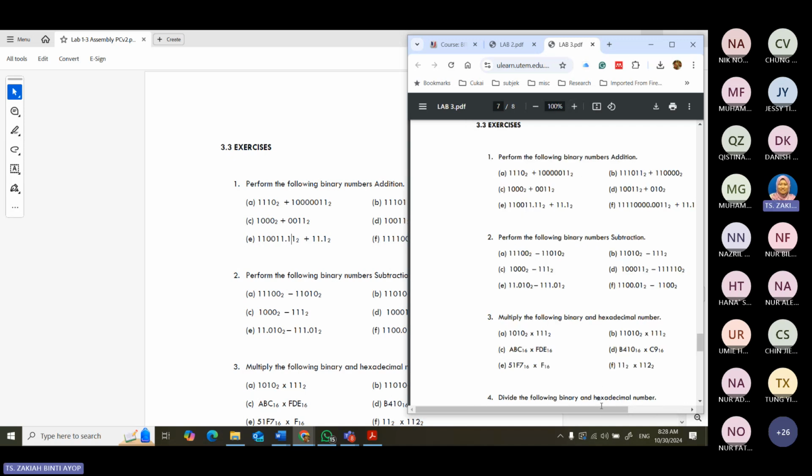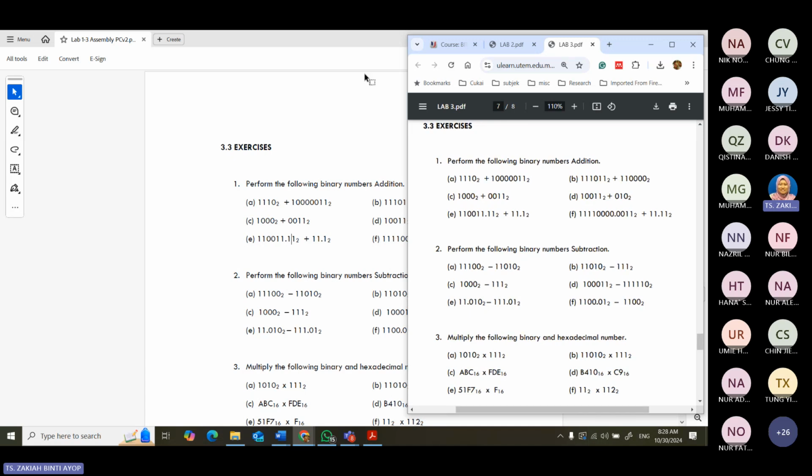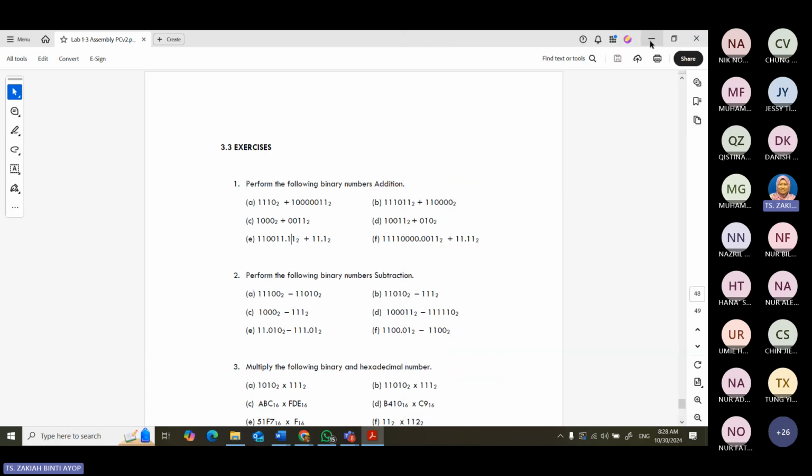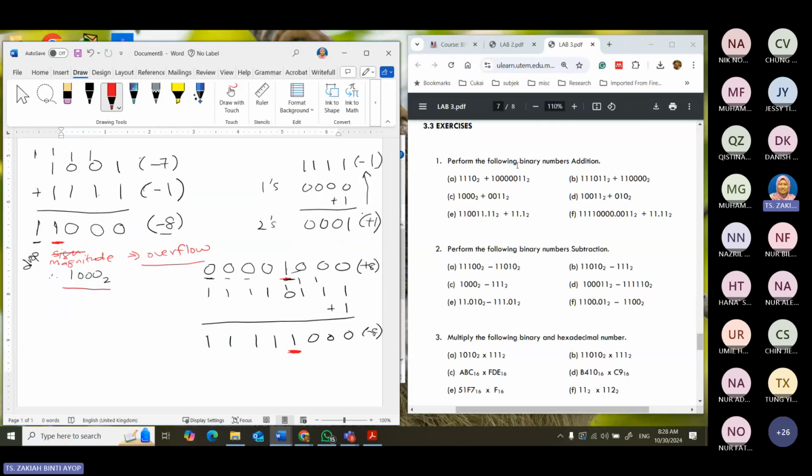Now you need to perform the following binary numbers addition. Don't follow this one, because I just want to use this. I would suggest you also use the same size. So if the second number is 8-bit, then the first number must be 8-bit also, to make it easier for you to arrange the questions. And then also the same for the other questions.